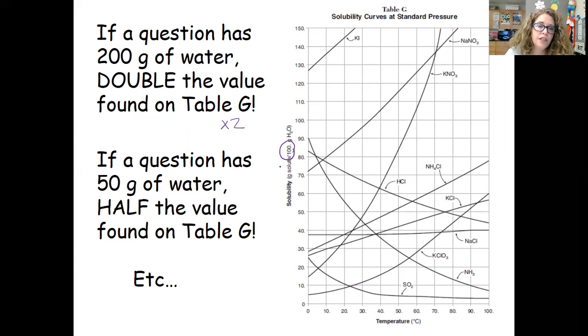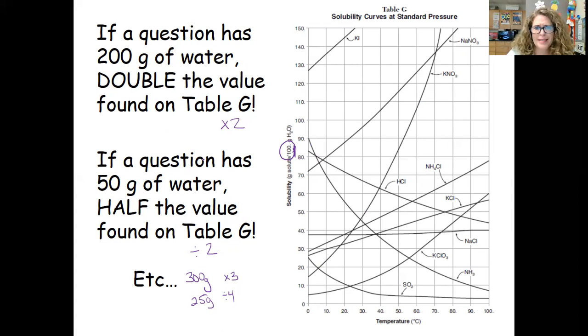And now if I have 50 grams of water, which is half of my standard value, I'm going to take whatever grams of solute I can find and divide that by 2. If I had 300 grams of water, multiply by 3. If I have 25 grams of water, I would end up dividing by 4. So this is why you really need to read your chemistry questions carefully, because if the question says something other than 100 grams of water, you need to know whether you need to divide or multiply by whatever factor based on 100.